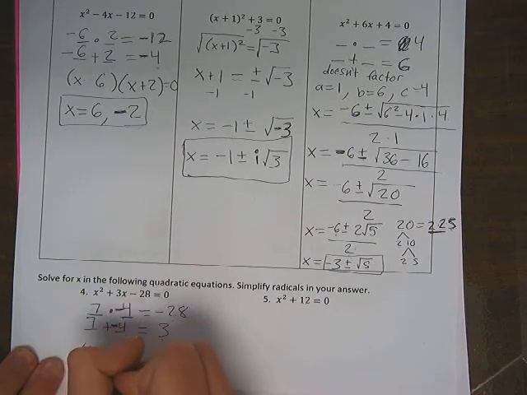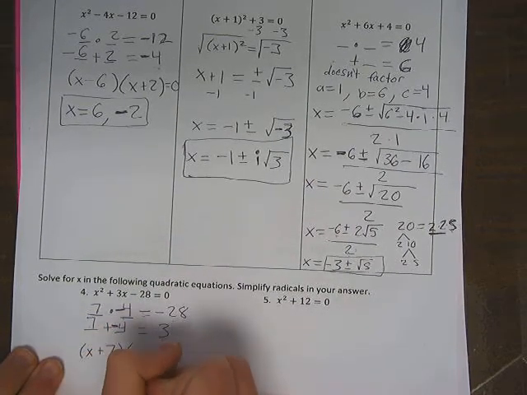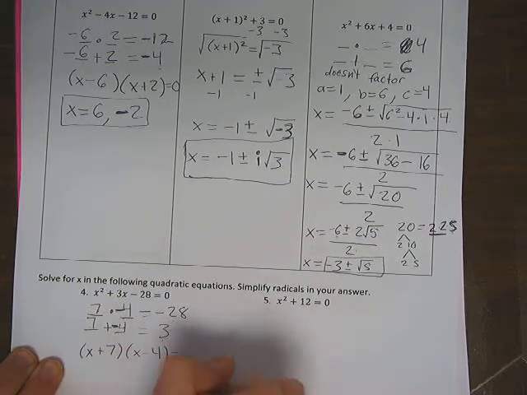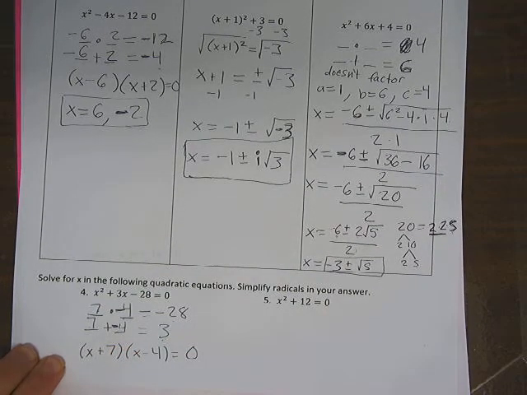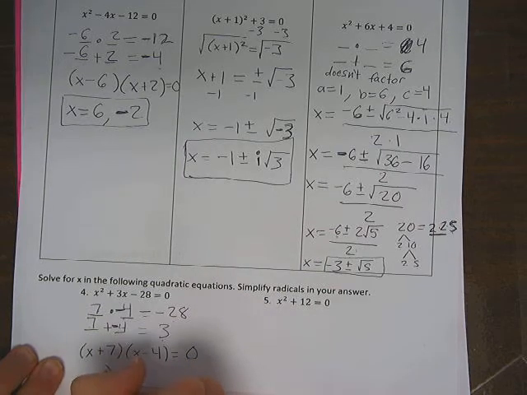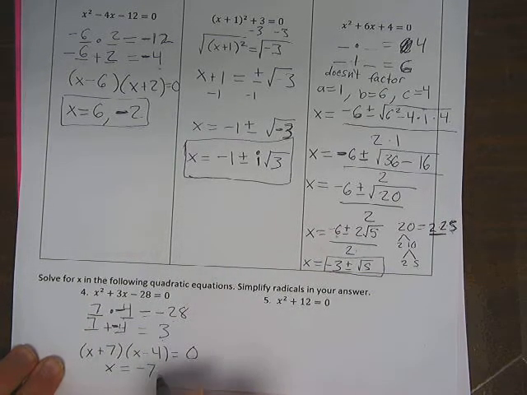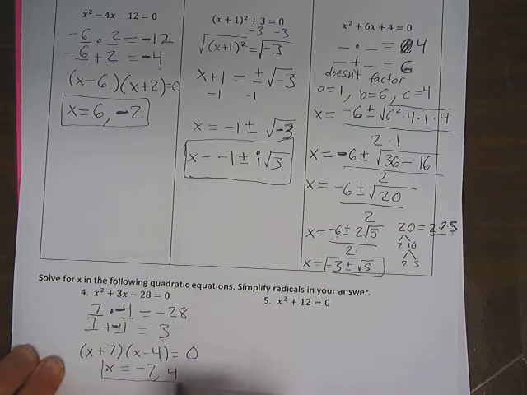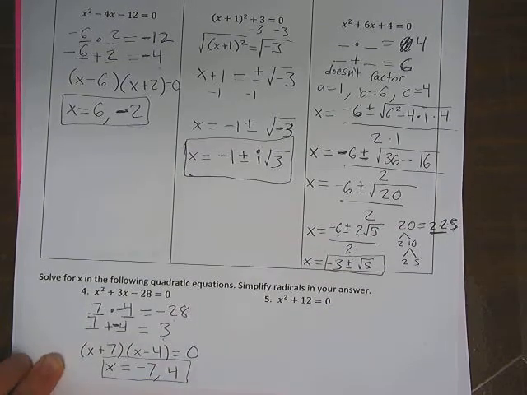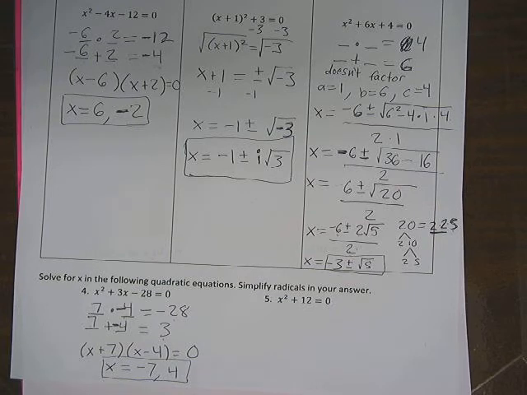So let's go ahead and do this. This would factor as x plus 7 and x minus 4. So it does factor, okay, which is nice. So then what are our solutions going to be? We just switch the signs on these numbers, right? So negative 7 and positive 4 would be our answer there. Okay?